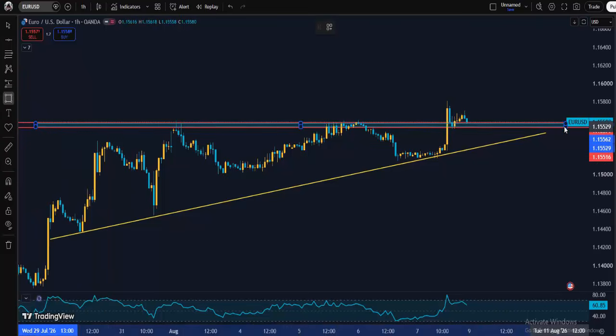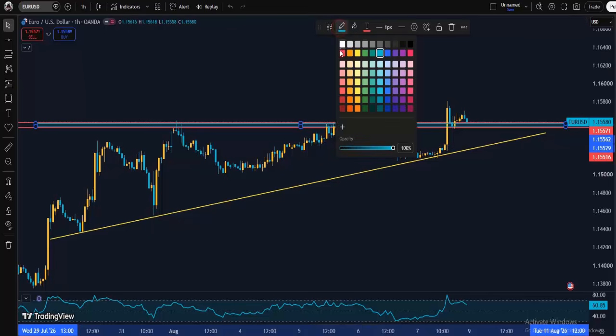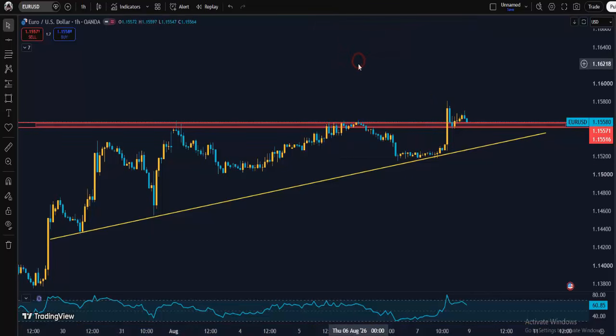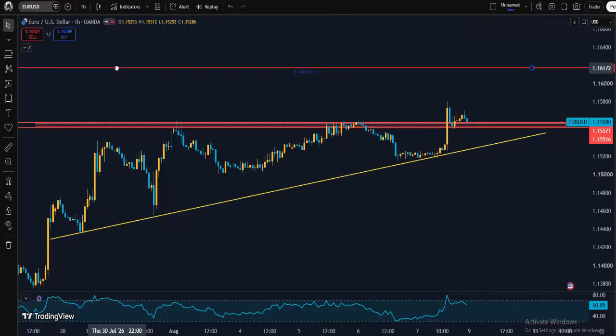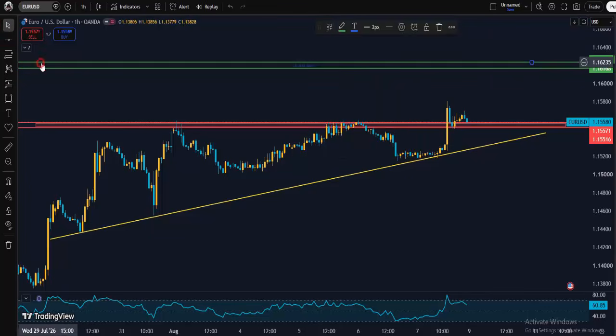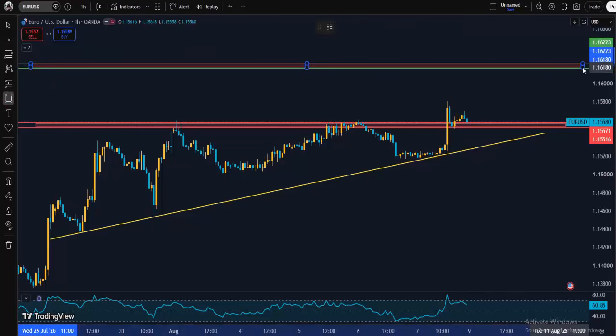Now let's look at the support zone, positioned around 1.15516 to 1.15571. Price is currently holding above this area, making it an important level for the next move. A successful retest and bullish reaction from this zone could provide further upside momentum.